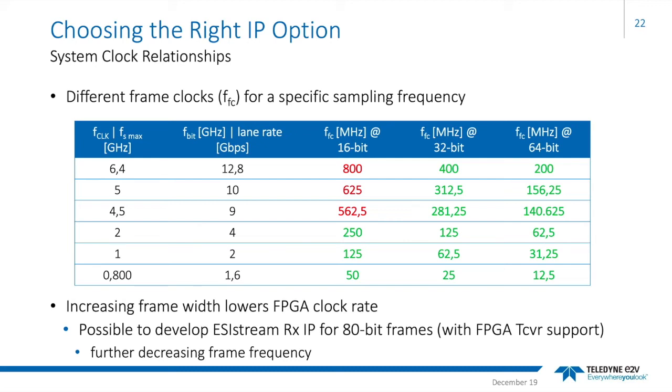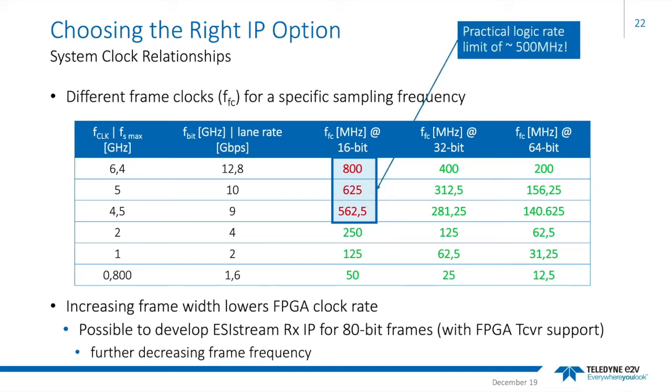This table shows the various system clock relationships. On the left-hand side, you see the sample rate, the associated line rates, and then it provides the respective frame clock frequencies for 16, 32, and 64-bit framing. The framing choice has practical implications, which are highlighted especially for the 16-bit case. For example, at clock rates higher than 4.5 GHz, the frame clock exceeds 500 MHz, which in turn exceeds the practical processing limits of what's possible with the current crop of FPGAs.